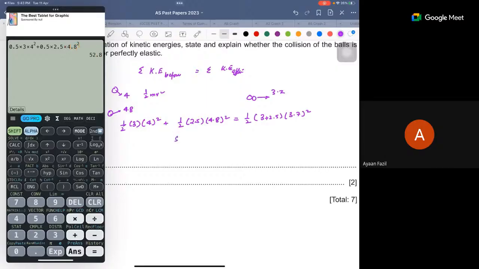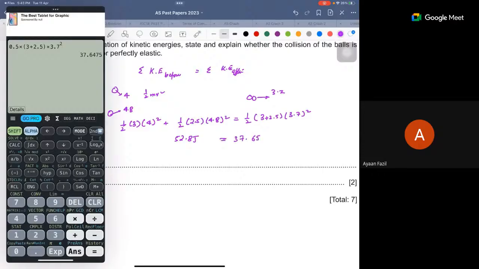Okay, so on this side we have 52.8 joules. By the looks of it, it is inelastic, and I just want to tell you something before I even solve this. When two objects stick together, generally it is inelastic, no matter what. So I think this would be inelastic as well. Yes, it is.